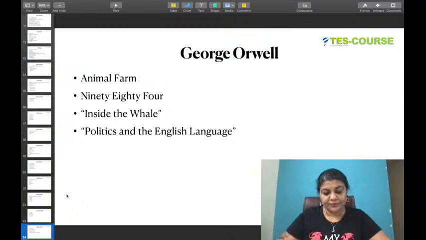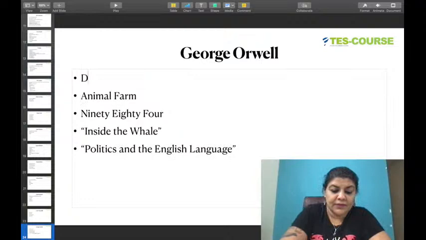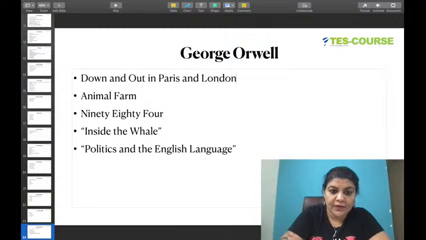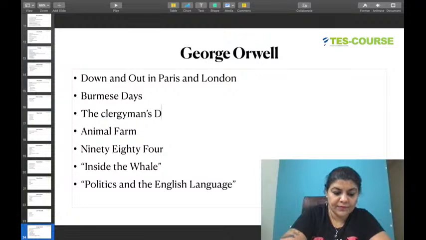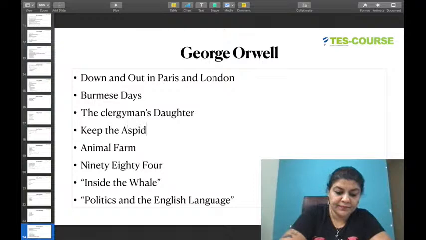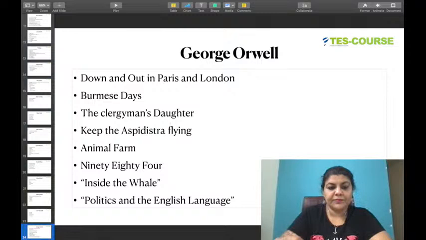And which is the work by George Orwell set in Burma? Before this he wrote Down and Out in Paris and London. Then Burmese Days. A Clergyman's Daughter. Keep the Aspidistra Flying. So many works.